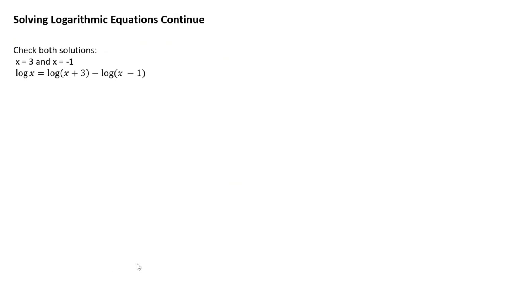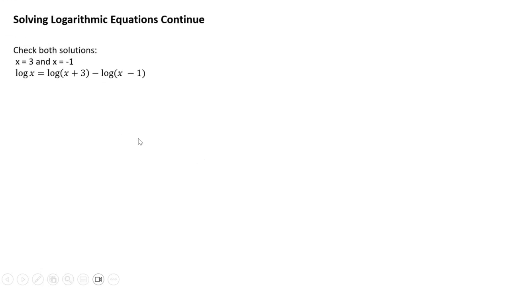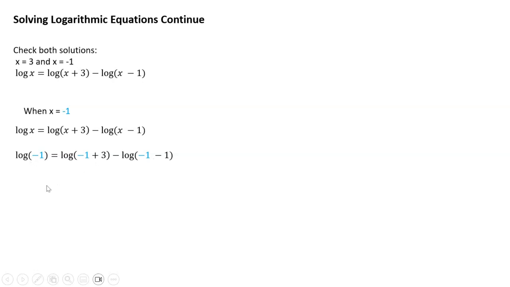Okay, so let's first try x equals -1. I'm going to plug in -1 for every x. And we notice it's not going to be defined, right? Because remember I said that you cannot have a negative log. So on the left side it is not defined, and the -2 here will also be not defined. So that's not my solution.